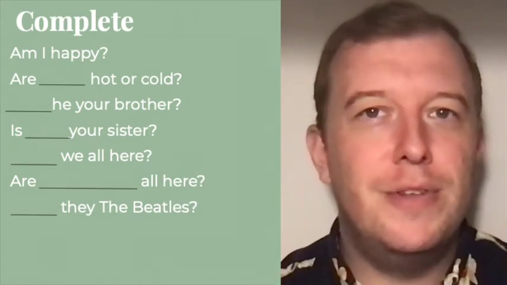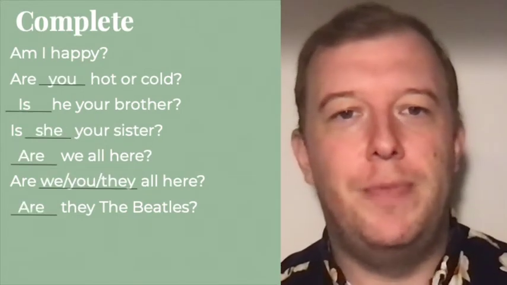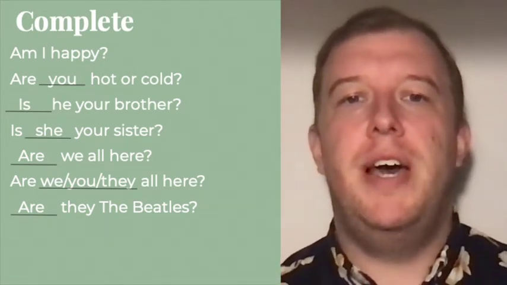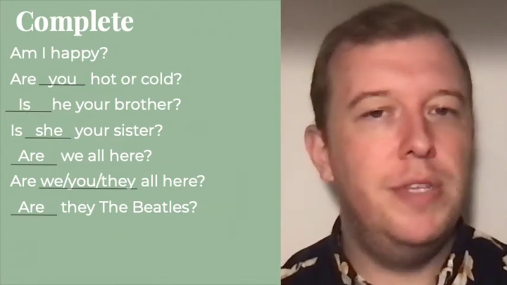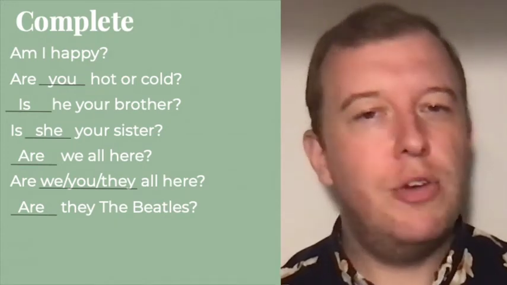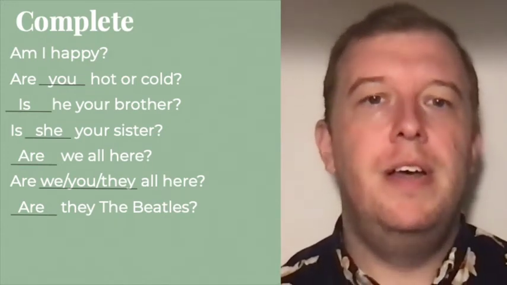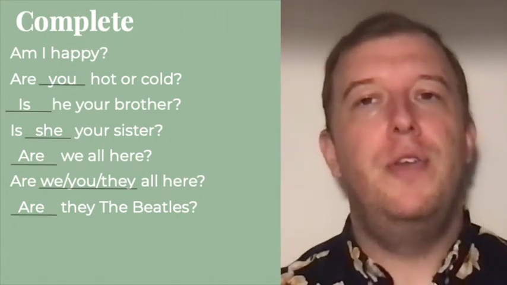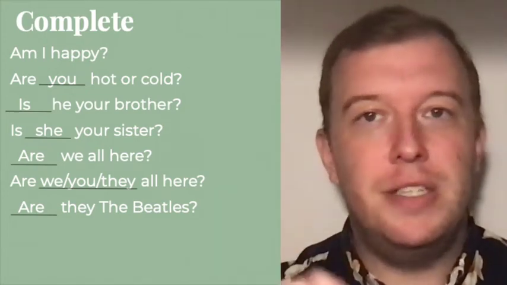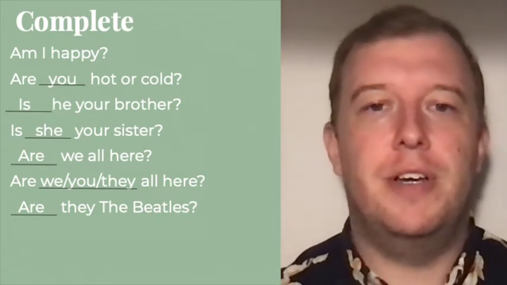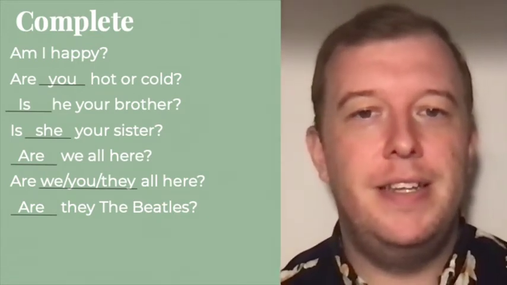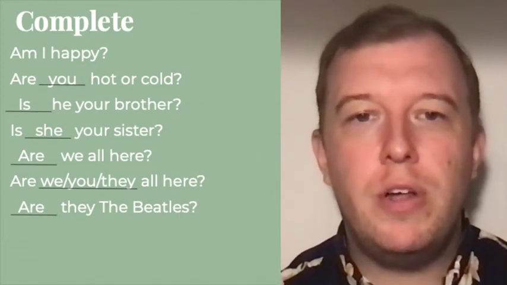Okay, let's take a look at these sentences together now. So, am I happy was our example. Then we have, are you hot or cold? We have, is he your brother? Then we have, is she your sister? Notice it has to be she since it is sister that we're talking about, where brother is he. Next we have, are we all here?